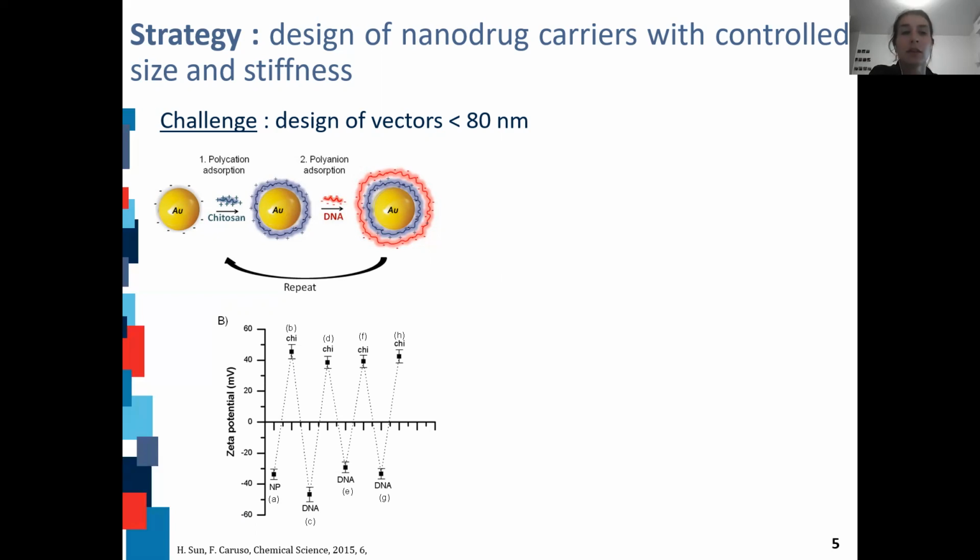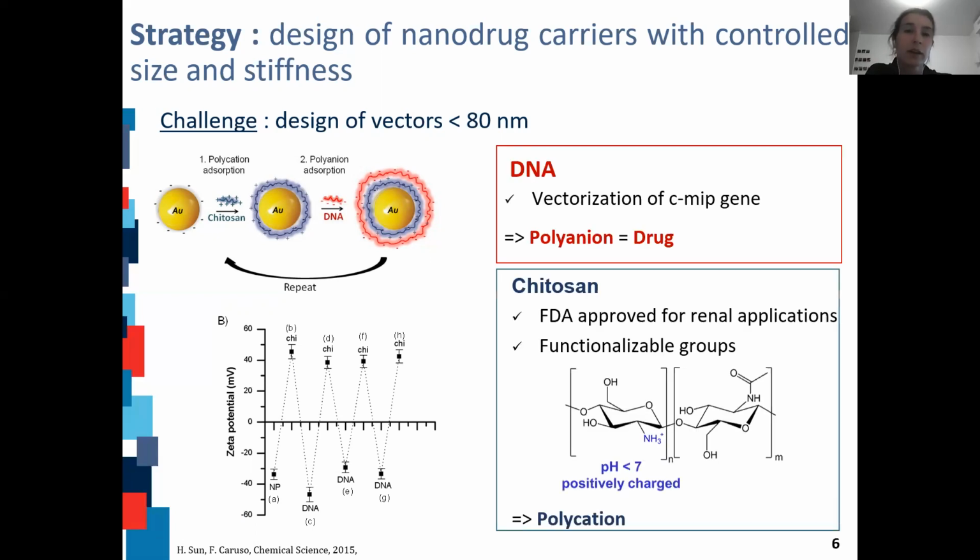And on this gold particle, we will add successively a polyelectrolyte of opposite charge to form a multilayer film around the particle. So the polyelectrolyte we choose is first the DNA, because the DNA is negatively charged, so it is used as a polyanion, but also as the active principle in our project. And for the other one, we decided to go for a polysaccharide, and that's why I'm here today in this kind of conference, because we decided to go for chitosan. We chose chitosan because it's positively charged at acidic pH, but is also approved by the FDA for renal application in medicine.